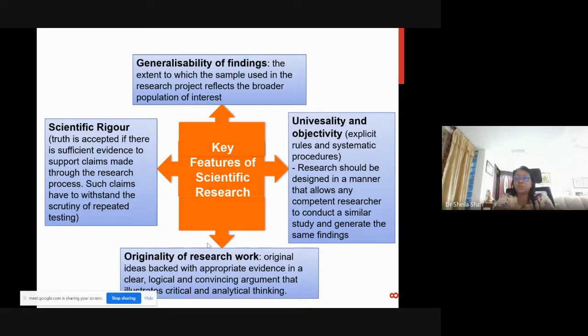But don't take something out of nowhere, then you will have a problem looking for literature review. Choose something that others have done. Maybe they have done it overseas, and you want to try it in Malaysian culture. Yes, you can do that. All right. Scientific rigor. Truth is accepted if there is sufficient evidence. Evidence is very important. Whatever evidence, it should direct you to the objective or the outcome of your study. So if a person wants to repeat it elsewhere, they will get the same result because it's scientific.